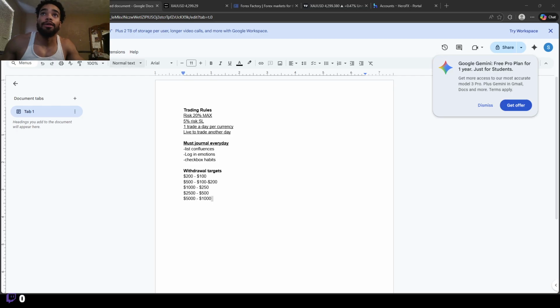Basically, I'm gonna start out with risking 20% max. So that's between all trades at any given point in time. We're not risking more than 20% ever, right? So if all my trades go negative, the max would be 20%, including slippage, right? So really I'm only gonna be risking maybe 15, 16%.